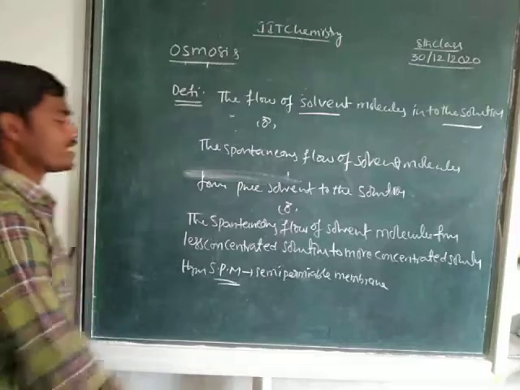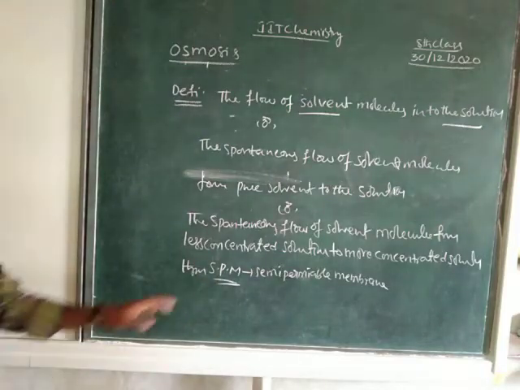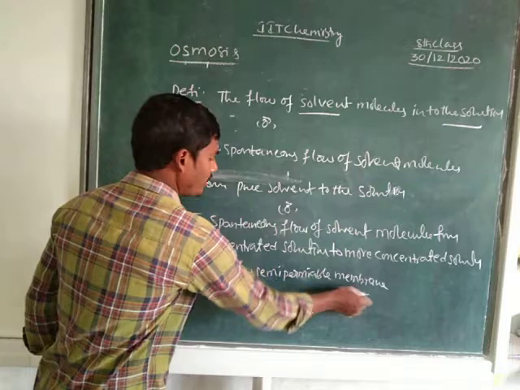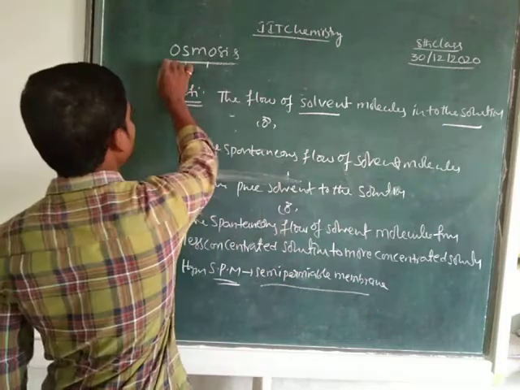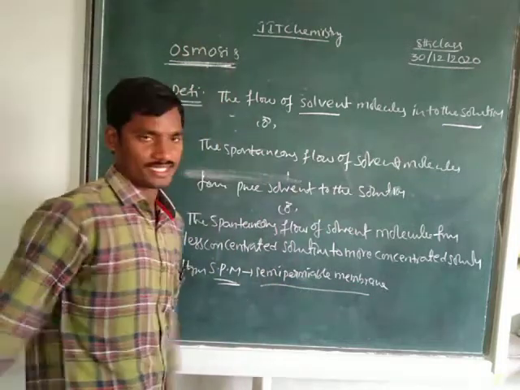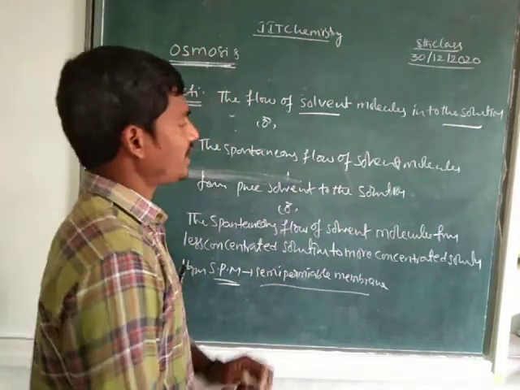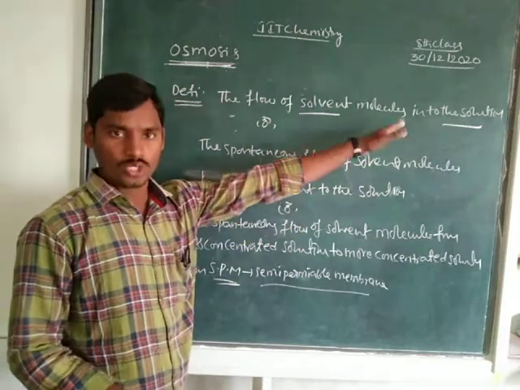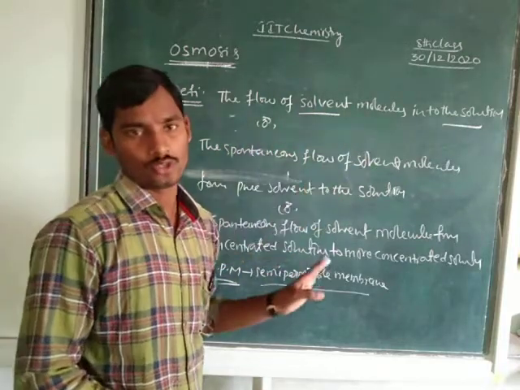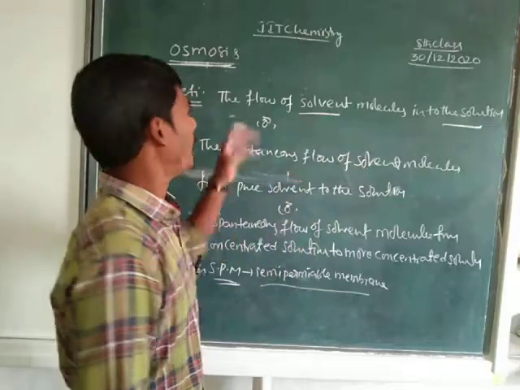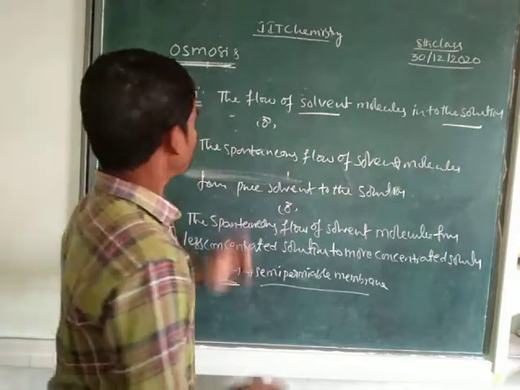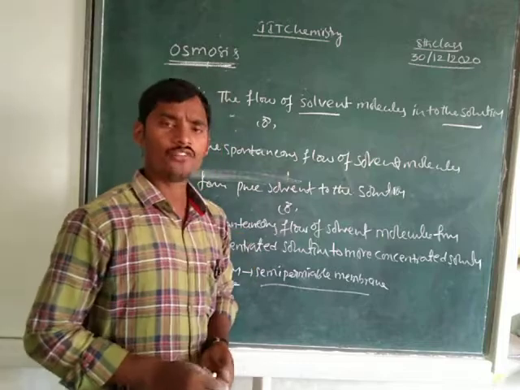Right children? The spontaneous flow of solvent molecules from less concentrated solution to more concentrated solution through a semi-permeable membrane is called osmosis. Directly what we are seeing here is the flow of solvent molecules into this solution through the semi-permeable membrane. We have to consider this as osmosis. This is the definition of osmosis.